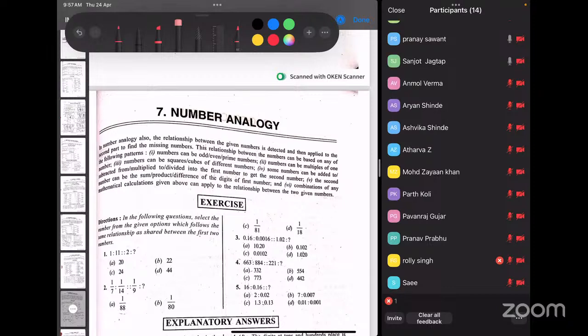0.16 to 0.0016 means it is divided by 100. So 1.02 divided by 100 will give what? 0.0102. Yes, option C.